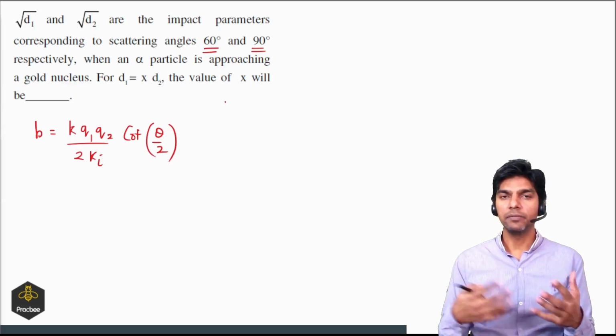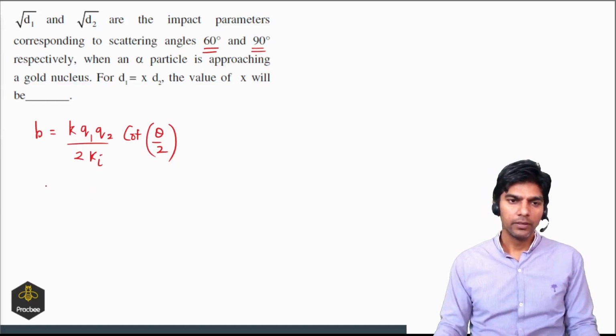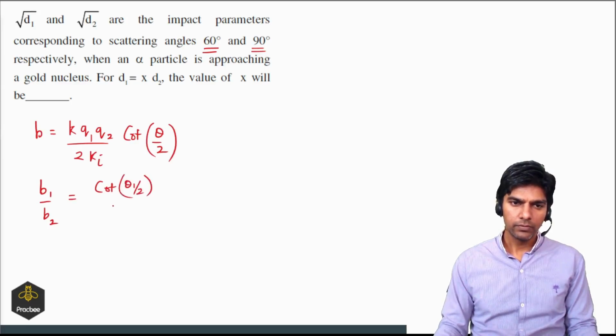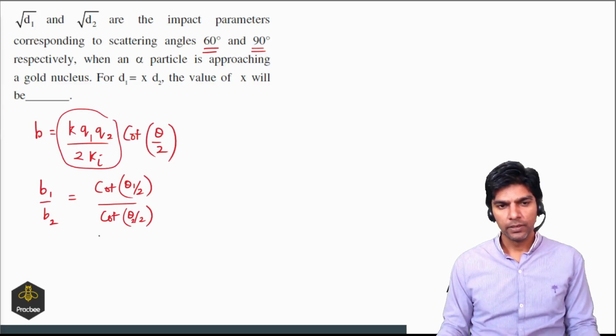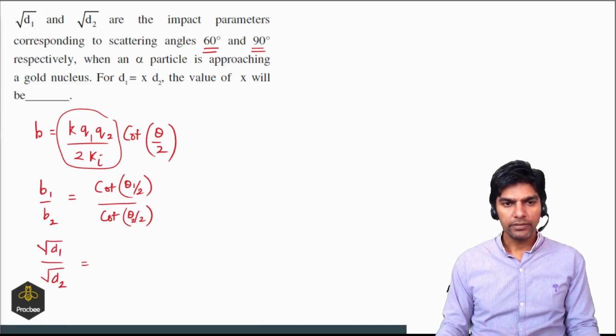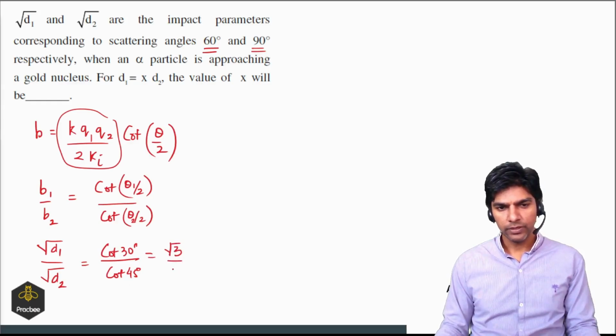So basically we have to compare the impact parameters. So we can say b1 by b2 will be equal to cot theta 1 by 2 upon cot theta 2 by 2, because this factor will remain the same for both the cases. And b1 is given as root times d1 and b2 is given as root times d2, and theta 1 is 60 degrees, so that will be cot 30, and theta 2 is 90, so that will be cot 45, and cot 30 is root 3, and cot 45 is 1.